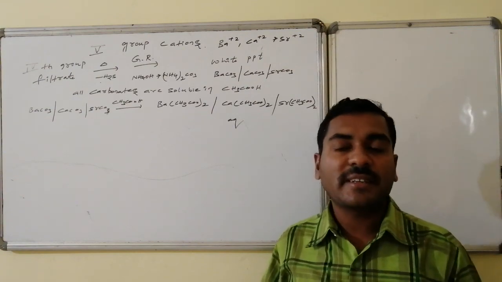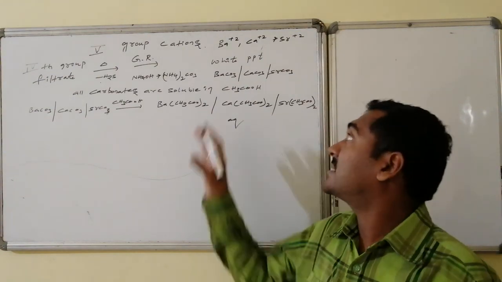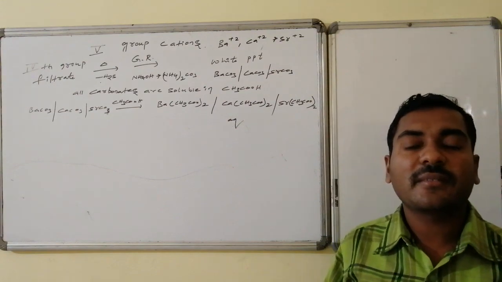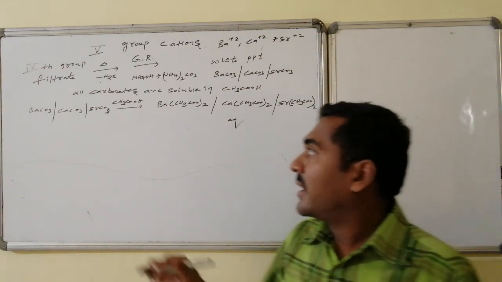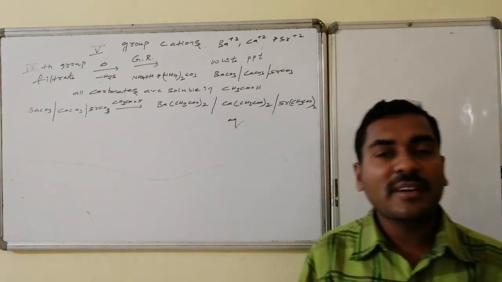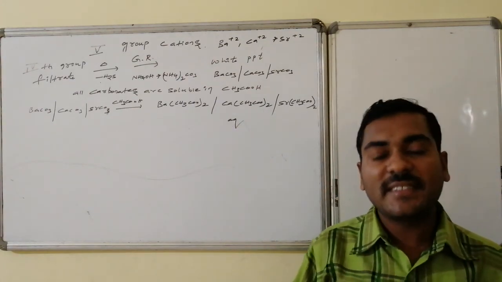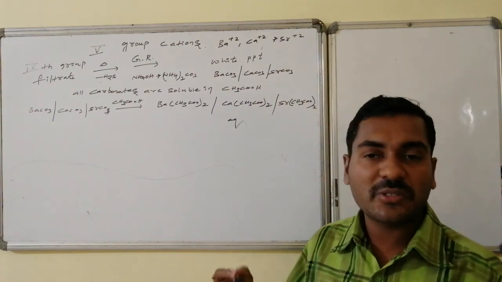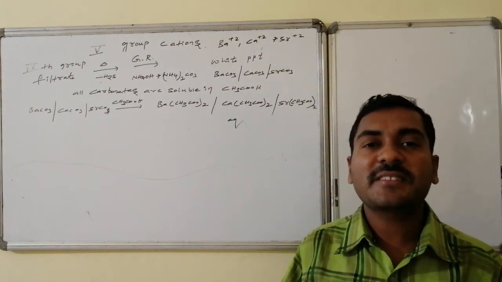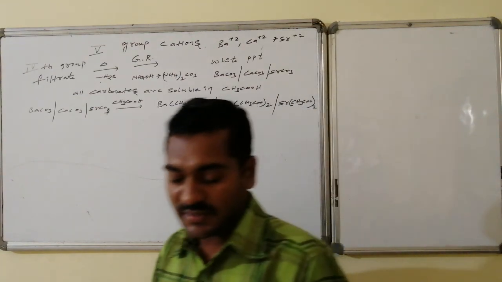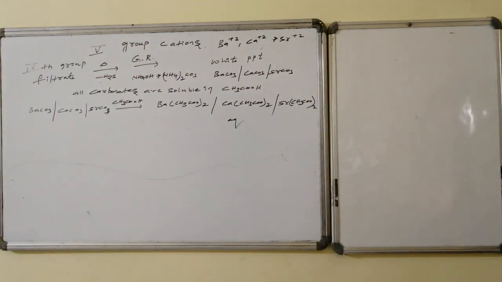Hence they will be precipitated as white in color, as barium carbonate white color, calcium carbonate white color, and strontium carbonate is also white color. And all of these carbonates are soluble in acetic acid and form corresponding acetates, that is barium acetate, aqueous solution, calcium acetate, aqueous solution, as well as strontium acetate is also an aqueous solution. Now confirmations for barium.